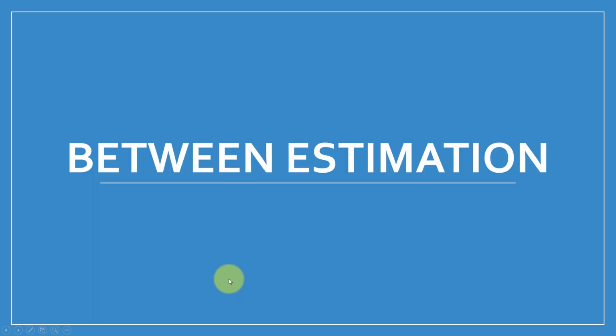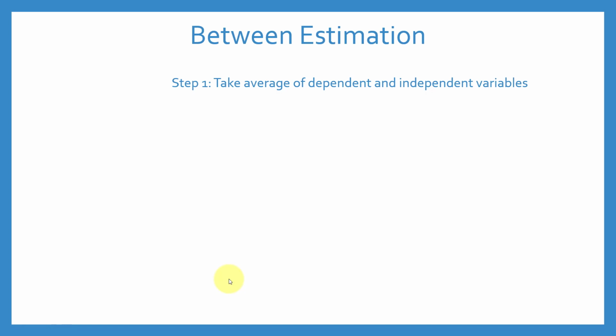So let's start with between estimation. The first step that we do in between estimation is we take the average of all the dependent and the independent variables. And then we run the simple OLS regression on the averages. So when we take the averages, we have collapsed the data, right? Hence, we have cross-sectional data instead of panel data.